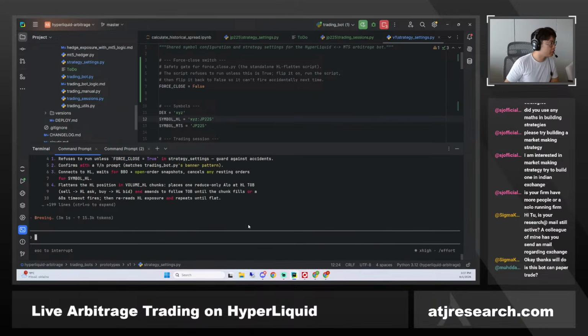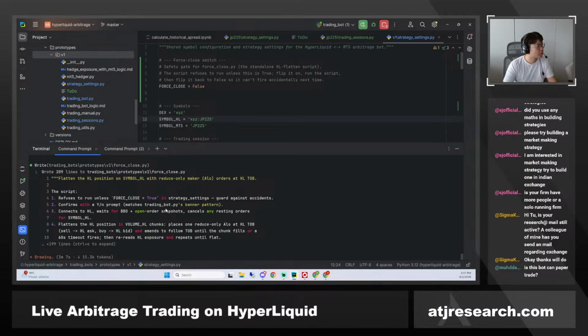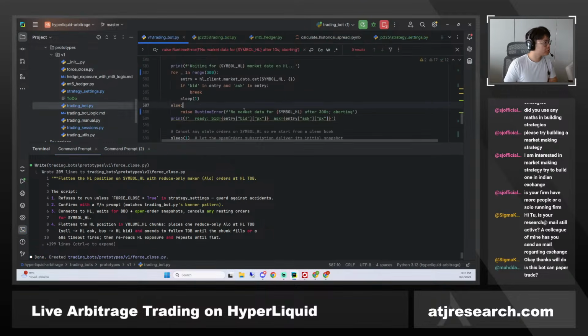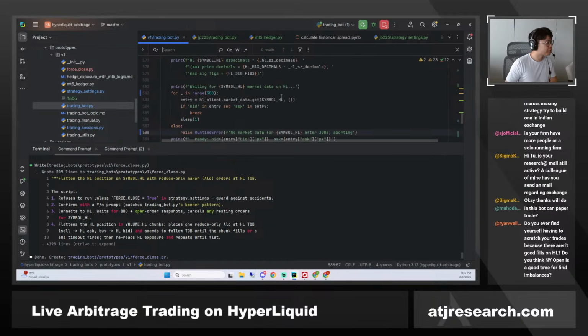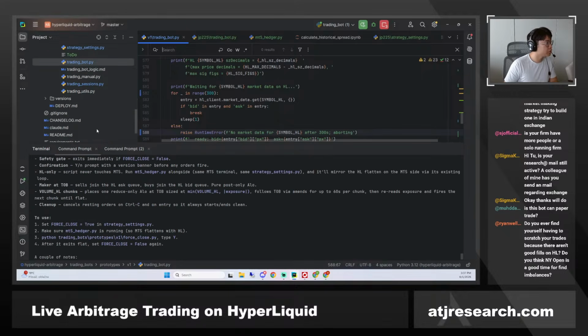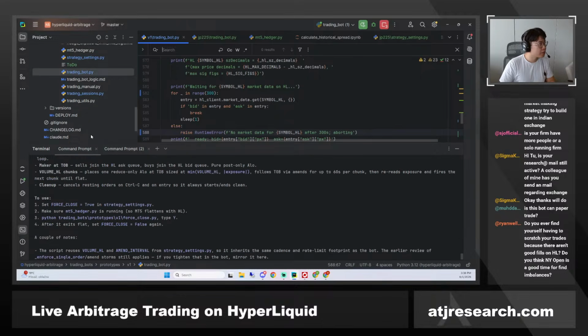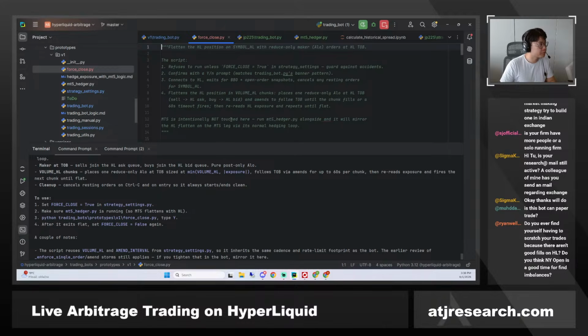Okay, so here we have our script force close dot py. So I think our trading bot has no force close, only the new script that I've created will close the position. So in extreme cases or special cases where you just want to close a position and don't want to use a trading bot or do it manually, I've created this force close script.